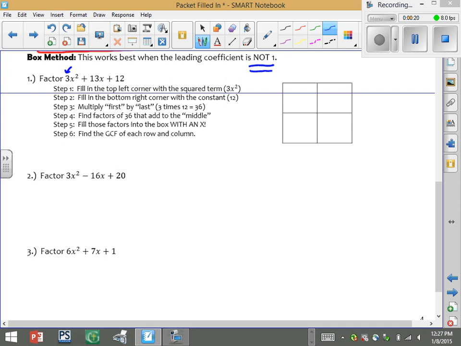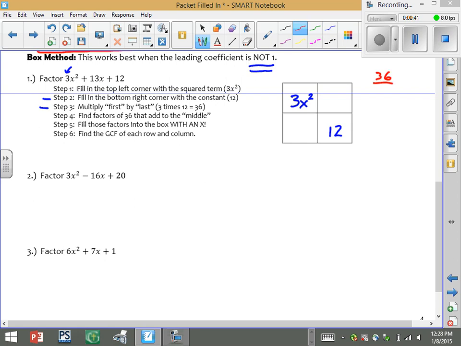The way you're going to do it, we've got this 2 by 2 box. In that top left corner, we're going to put the first term, 3x squared. Step 2 is you put the last term, 12, in the bottom right corner. Step 3 says you multiply the first and the last. So 3 times 12 is 36. What I like to do is come over here to the side and write 36.